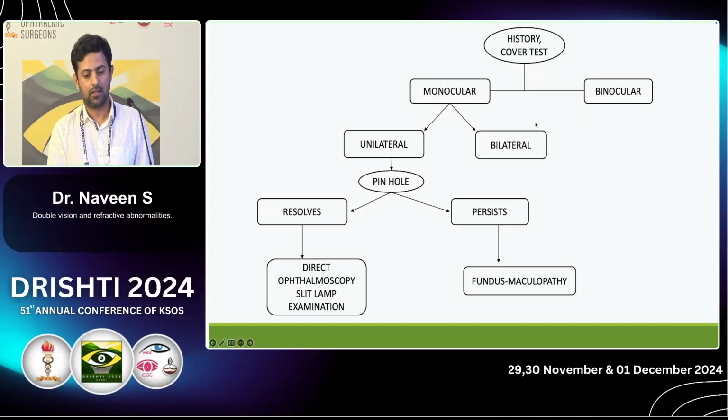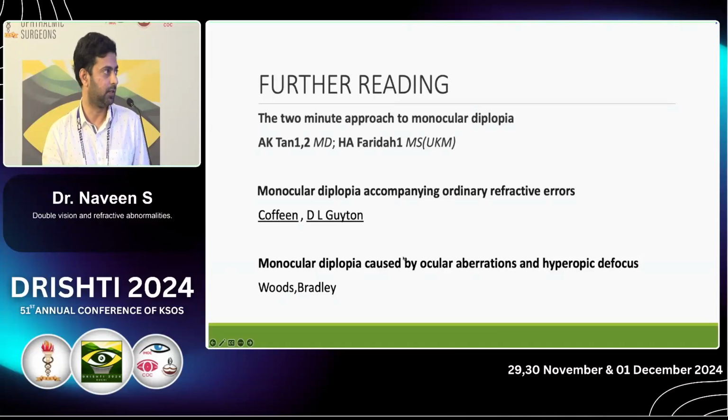So to summarize, in a case of diplopia, we have to take a good history and do the cover test. If it's a monocular diplopia, we have to see if it's unilateral, and then we can do a pinhole test and see if the diplopia resolves. If it persists, we have to look for any metamorphopsia, like a fundus exam for maculopathy. And if the diplopia resolves with the pinhole, we have to look for any refractive aberrations, and we do have to do a good slit lamp examination, refraction, and direct ophthalmoscopy. These are for further reading.